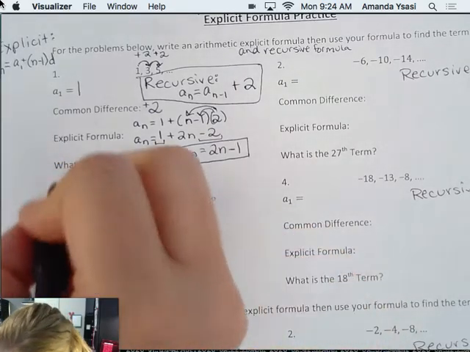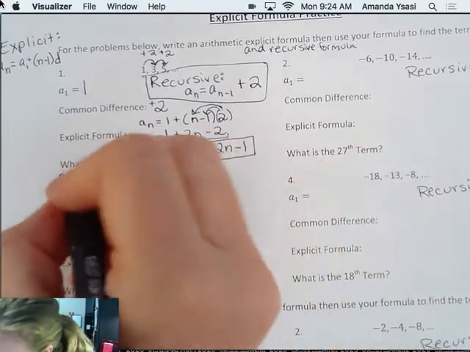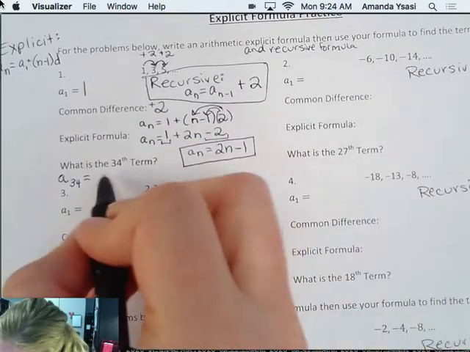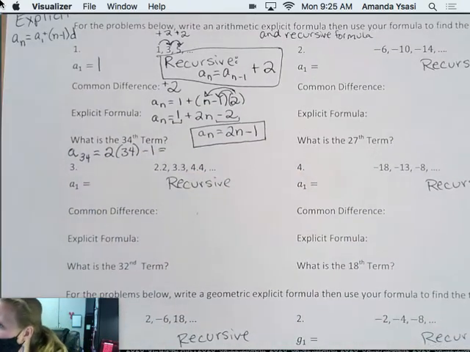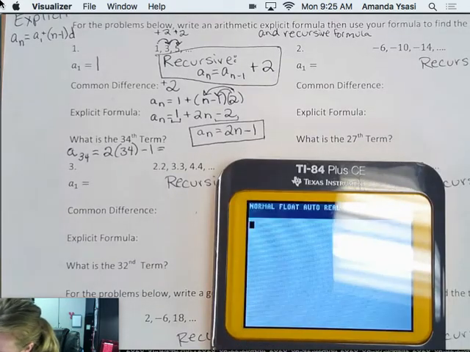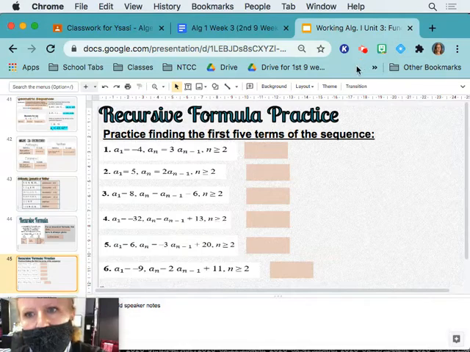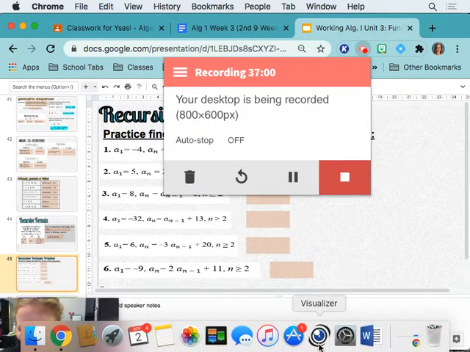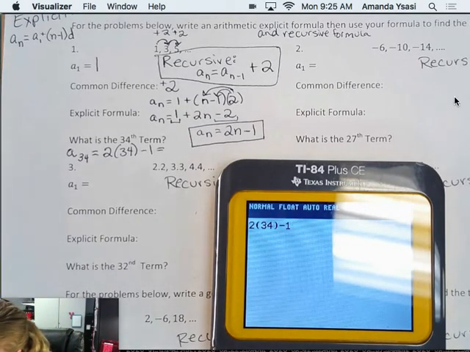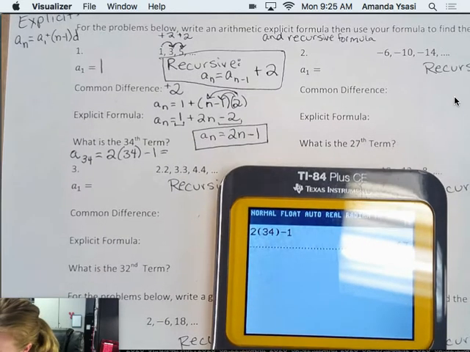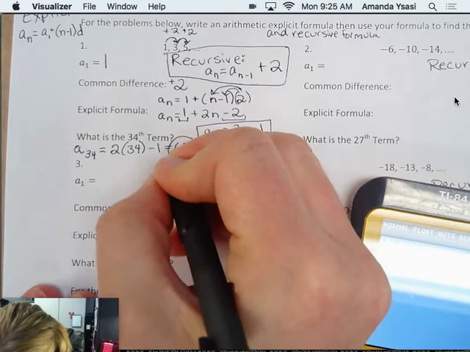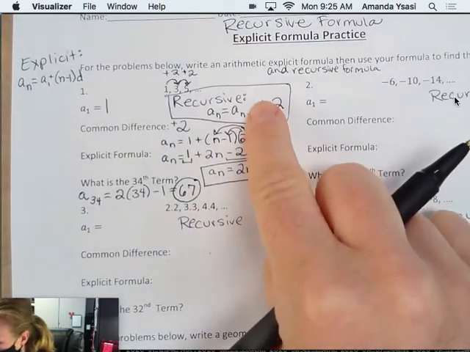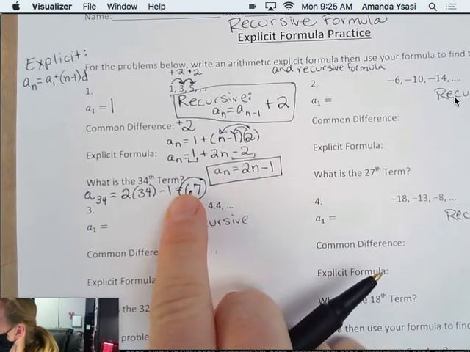To find your 34th term, you'd plug in 34 for n. So A34 equals 2 times 34 minus 1. So 2 times 34, minus 1. So 67 is the term. So you actually have 3 answers on each one. You have the recursive formula, the explicit formula, and the 34th term.